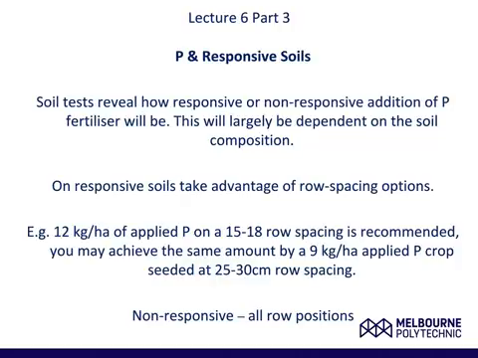On responsive soils, take advantage of row spacing options. For example, 12 kilograms per hectare of applied phosphorus on a row spacing of 15 to 18 centimeters may be recommended. However, you might be able to achieve the same productivity by applying 9 kilograms per hectare of phosphorus to a crop seeded at a row spacing of 25 to 30 centimeters. If you have a non-responsive soil, all row positions are acceptable for managing phosphorus.